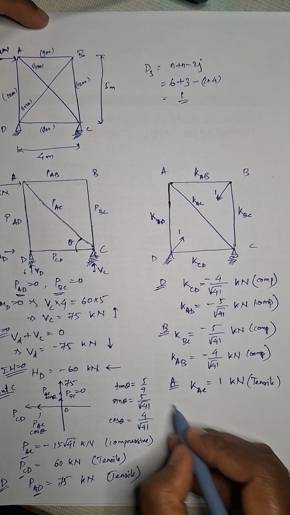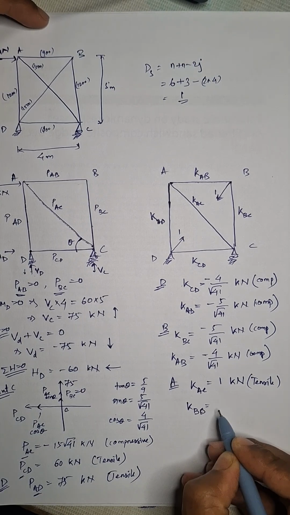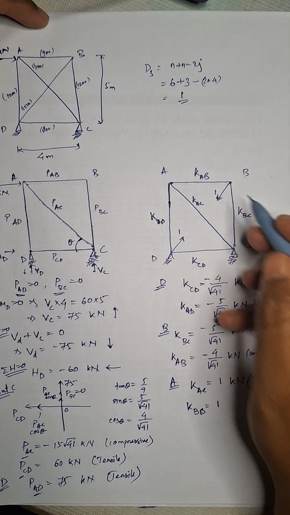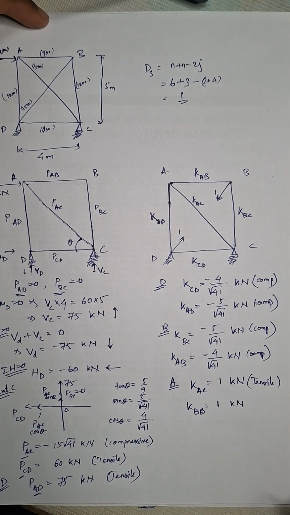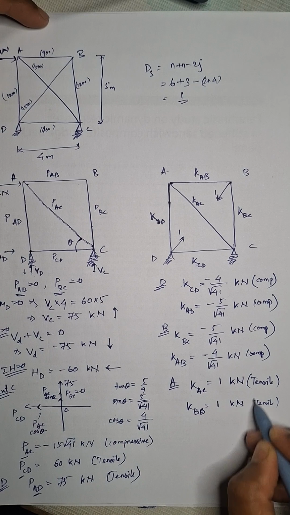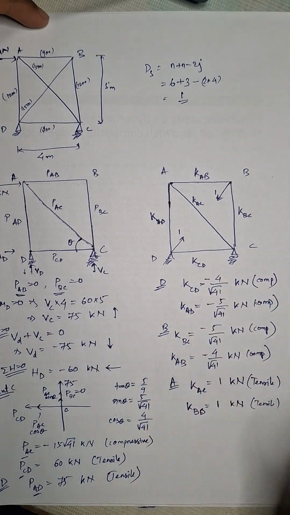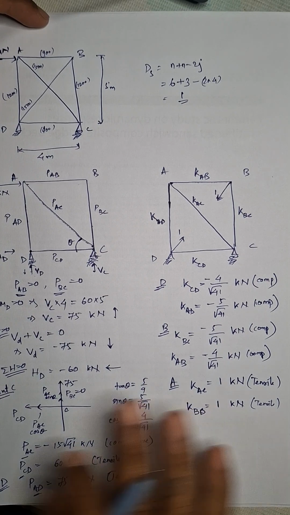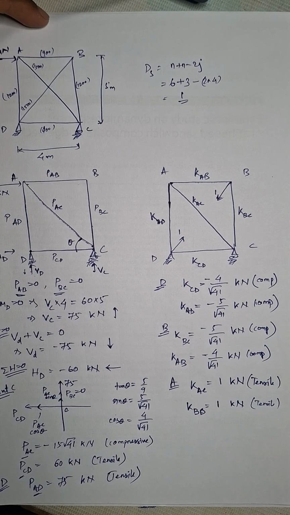What will be the value of KBD? KBD will also become 1, as we have taken 1 in this instead of the term BD, 1 kilonewton. We have taken tensile, so let it be tensile. If we had taken compressive, here it would have been -1, and accordingly all the values would have changed. So now we got all the member forces for both the conditions.